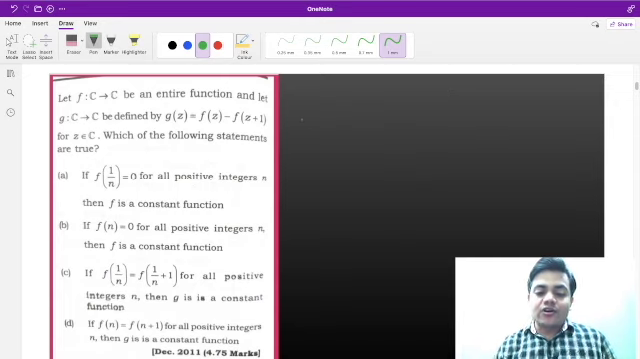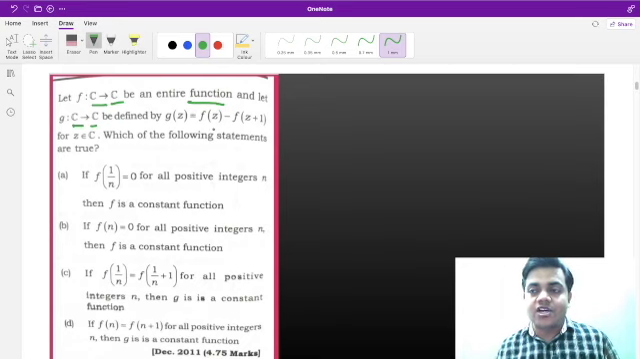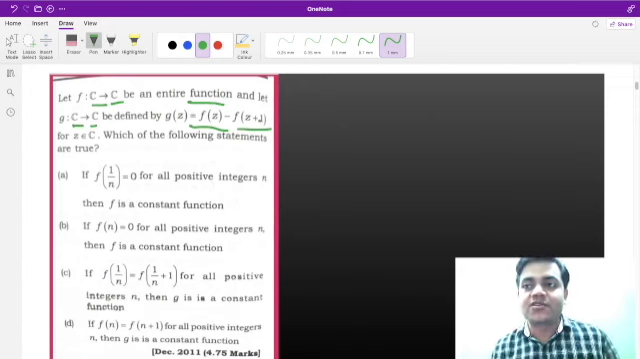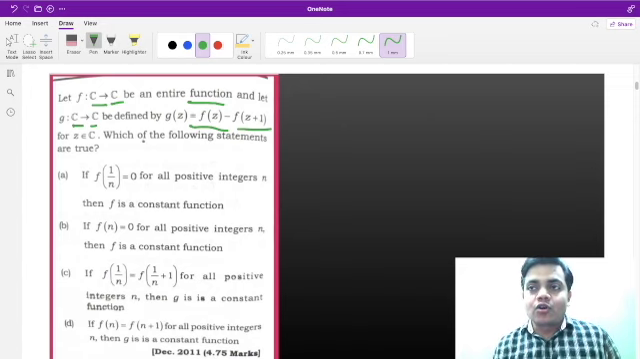First of all, you can easily see that f from C to C is given as an entire function. G from C to C is defined in terms of f: g of z is equal to f of z minus f of z plus 1. Which of the following statements are true? More than one option may be correct. So let's check option A.